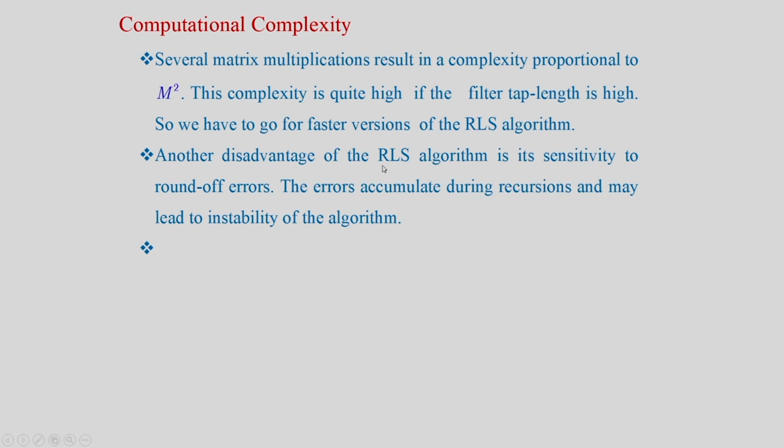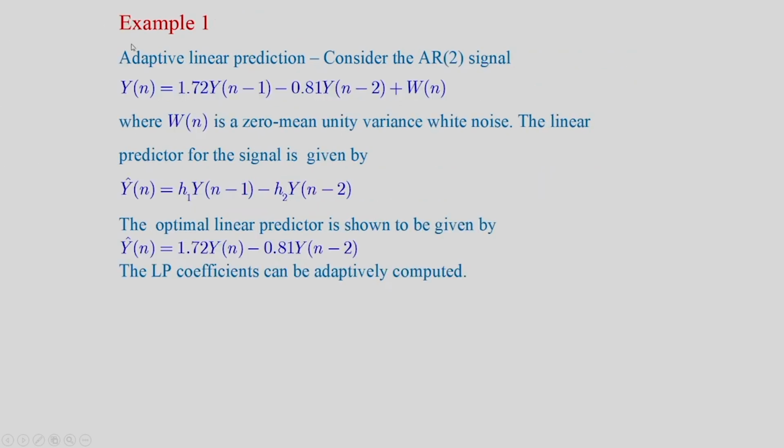Another disadvantage of the RLS algorithm is its sensitivity to round off errors. Because of the recursive nature of estimation, the errors accumulate during recursions and may lead to instability of the algorithm. So, this is one drawback, and another drawback is the computational complexity. Thus, we have seen that the RLS adaptive filter has better convergence characteristics compared to LMS filters, but it has higher computational complexity.